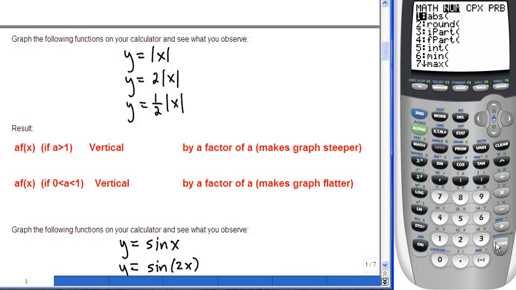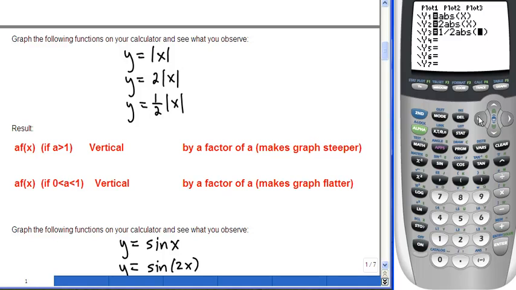So arrow over once, and right at the top there, number 1 is ABS, and that stands for absolute value. So I'm going to go ahead and hit enter, and I just want the absolute value of x, close my parentheses. Then in y2, I'm going to do 2 times the absolute value function. So 2, then hit math, arrow to the right once to get to num, and option number 1 is ABS. And I want 2 times the absolute value of x. And then in y3, I'm going to do 1/2, so 1 divided by 2, hit math, arrow over, option 1, and I want absolute value of x.